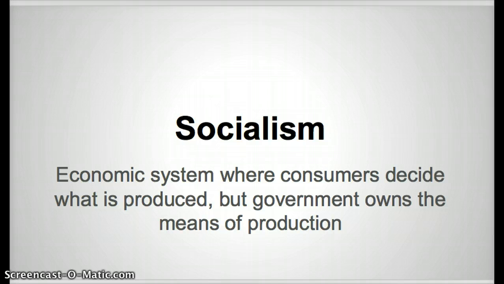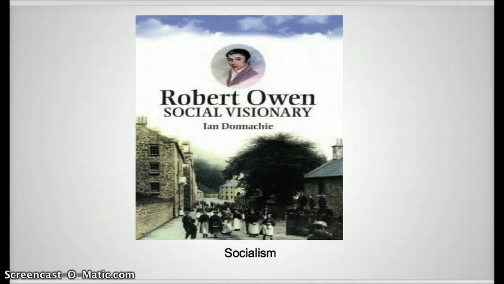One of the economic systems that also tries to address some of the abuses of the Industrial Revolution is socialism. We're going to bridge it a little bit better, a little bit this way, and I'll explain more in class. An economic system where consumers decide what's produced, but government owns the means of production, trying to fix that income gap, fixing those problems that are occurring. One of the primary thinkers of socialism, one of the early thinkers, was Robert Owen.